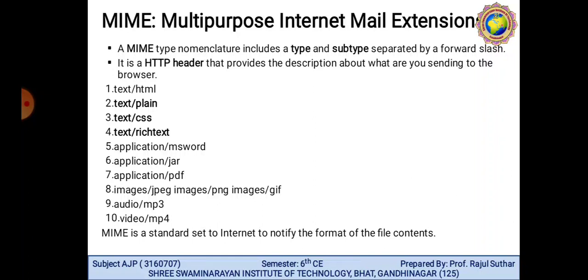It is the extension of a particular file. If you work with an audio file, so what is your extension? MP4, or we can work with a video file. So video is your MP4. MIME is nothing but the Multi-purpose Internet Mail Extension, a standard set for the internet to notify the format of file content. Which format is preferred or we can use in our programming? So it is a simple standard set of the internet to notify the format.